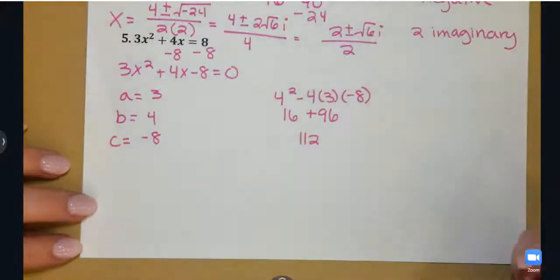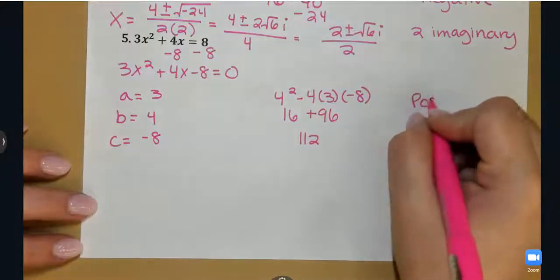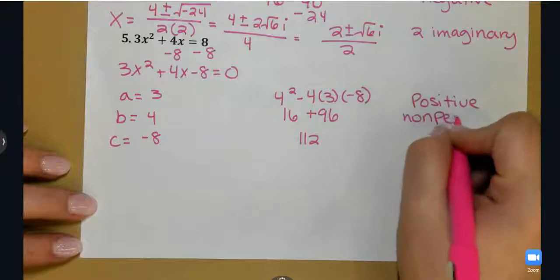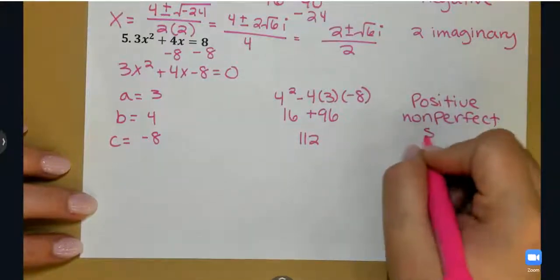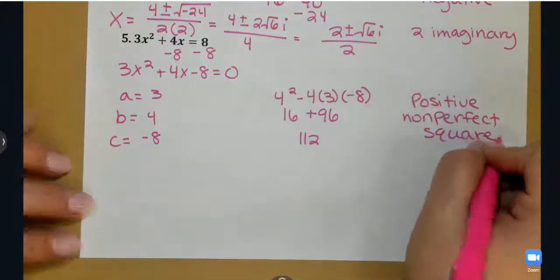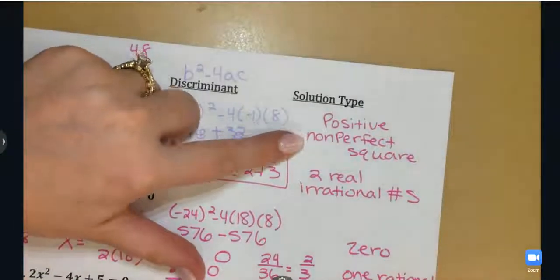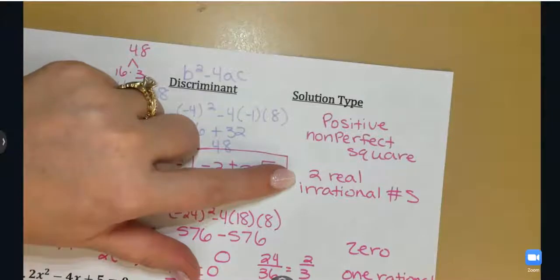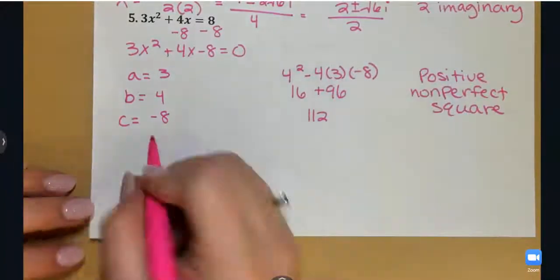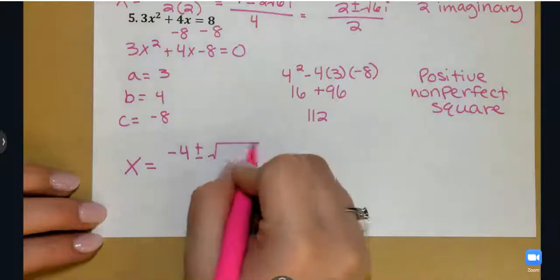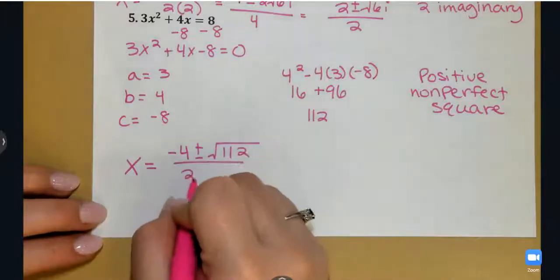Now this discriminant is a positive, non-perfect square. So we can already have an idea of what kind of solution we're going to have here. If we go back to number 2, we also had a positive non-perfect square as our discriminant, and we got 2 real irrational solutions. So we should get 2 real irrational solutions for number 5. So let's see what we get. Negative 4 plus or minus square root of my discriminant over 2a.